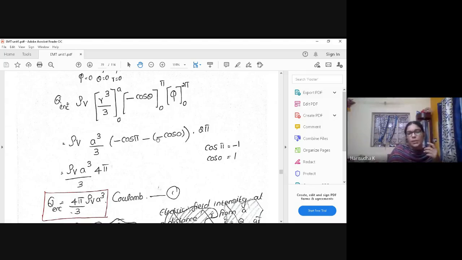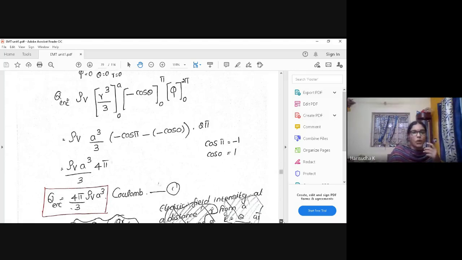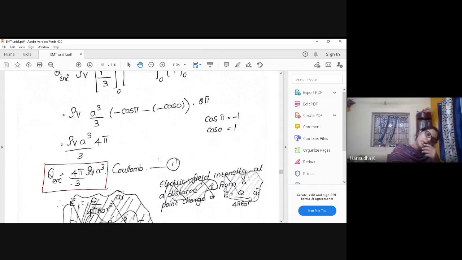And this minus and this minus will become plus, and therefore this will become cos 0 is 1. Therefore 1 plus 1 will become 2. Therefore it will become 4 pi, 2 into 2 pi, so therefore 4 pi. The rest of the term is rho v a cube divided by 3 into 4 pi. Therefore, your enclosed charge Q enclosed will be equal to 4 pi rho v a cube divided by 3.